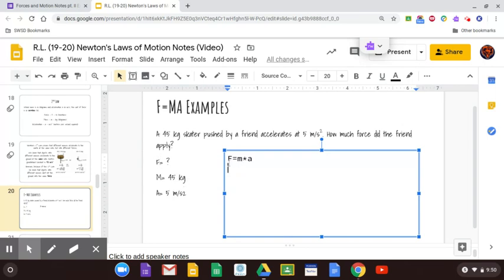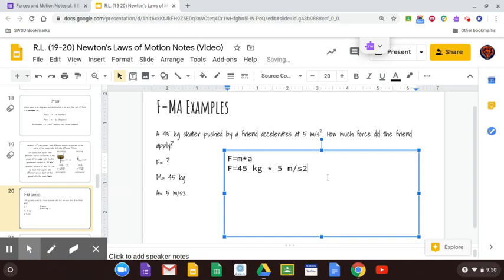Do I know the force? Nope, so I can just leave that as F. Next up in the equation is this M. Do I know the mass? Ooh, yes, M equals 45 kilograms. So I'm going to write it right underneath. And we multiply it by the acceleration. Do I know the acceleration? Yep, okay, it's 5 meters per second squared. Perfect.